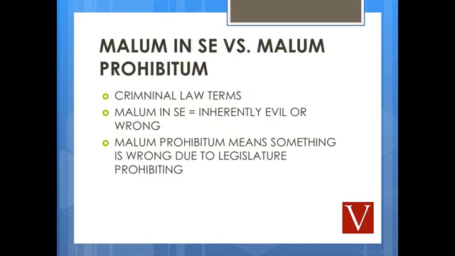Next one, malum in se versus malum prohibitum. Okay, these again are criminal law terms. Malum in se means it's inherently evil or it's inherently wrong. So it's like murder. Murder is malum in se. You don't really need a statute to tell you that. You should know that. Rape, mayhem, those kinds of things. They're inherently evil, and those are referred to as malum in se.